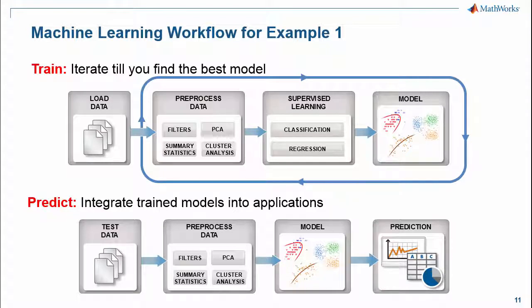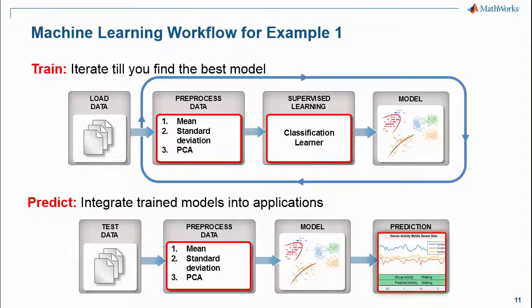Let's take a quick look at our workflow to summarize what we just did. Our training data was sensor signals obtained from a mobile phone sensor. We applied basic pre-processing techniques to extract features like average, standard deviation, and PCA. We then used the Classification Learner app to arrive at our best model based on the holdout validation accuracy. For prediction with new data, we applied the same pre-processing steps on new data, and then we used the trained model to make predictions and then visualize the results.